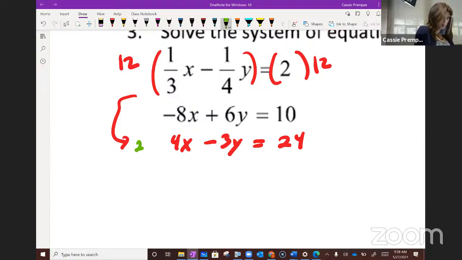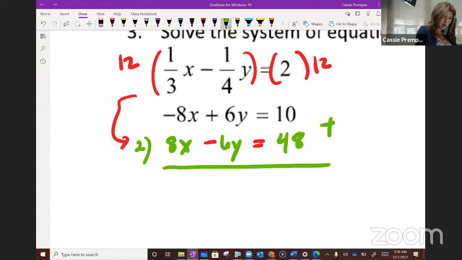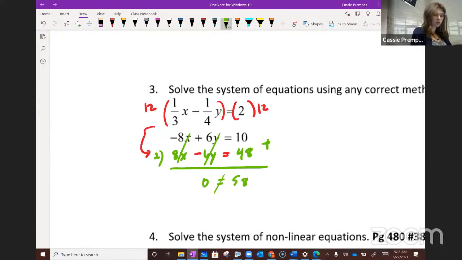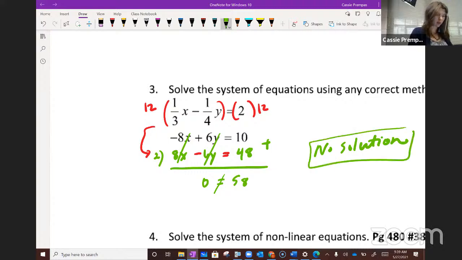Elimination. So I would multiply this bottom one by 2, which would produce 4 times 2 would give me an 8x. 3 times 2 would give me a negative 6y. And then 2 times 24 would give me a 48. When I add straight down, any number plus its opposite is 0, and I get 0 is equal to 58. What does that mean? No solution. It means if I graphed these 2 linear equations, or these 2 lines, I would see that they don't touch. They should be parallel lines. They would never intersect.